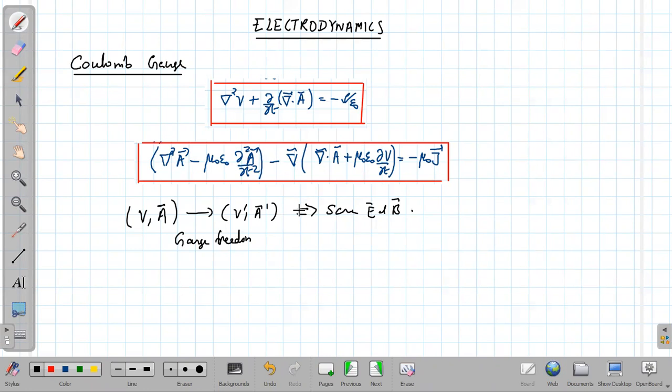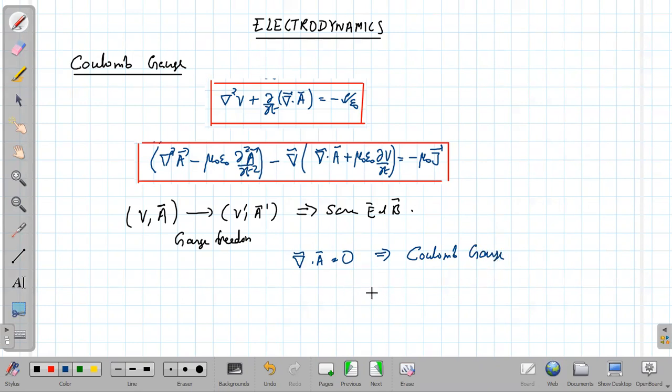Now, what is meant by Coulomb gauge? This is one way of choosing the potential. In Coulomb gauge, we choose the vector potential such that del dot A is always 0. We choose a vector potential in such a way that del dot A is always 0. This condition is called the Coulomb gauge condition, or this condition itself is called the Coulomb gauge.